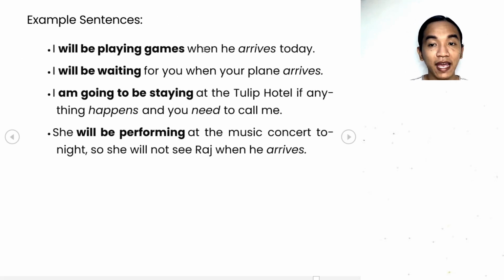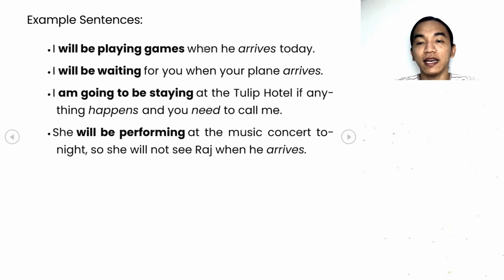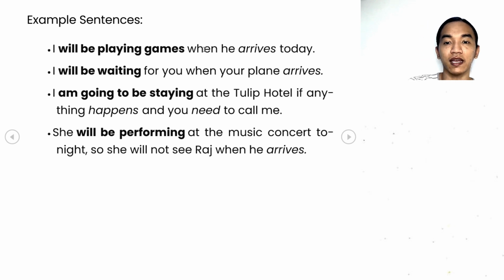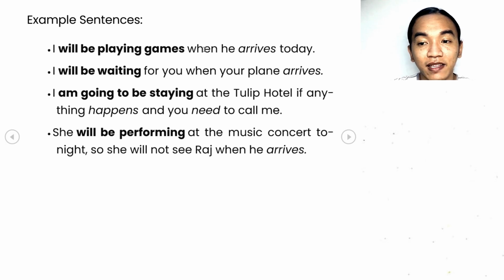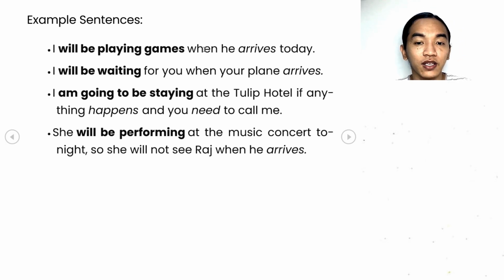I will be playing games when he arrives today. So you see that I will be playing games there is your action that will continuously happen in the future and will be interrupted by another action. He arrives today. I will be waiting for you when your plane arrives. I am going to be staying at the Tulip Hotel if anything happens and you need to call me. Next, she will be performing at the music concert tonight. So she will see Raj when he arrives.